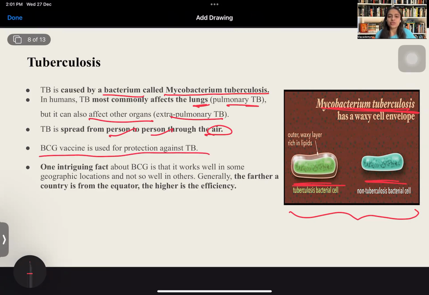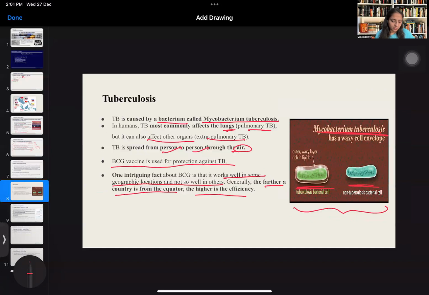Now, one more reason which you can cite for India having a high TB burden is that this BCG vaccine works well in some geographical locations and not so well in others. Generally, the farther a country is from the equator, the higher is its efficiency. So the BCG vaccine efficiency is higher in countries away from the equator, the European, North American or Australian countries. As you go away from the equator, the effectiveness of the BCG vaccine increases. So very important from prelims perspective.